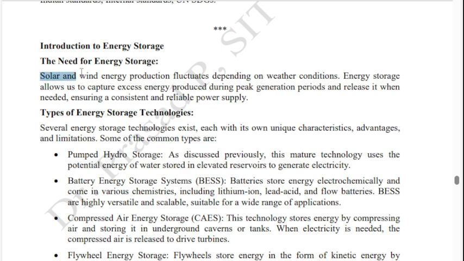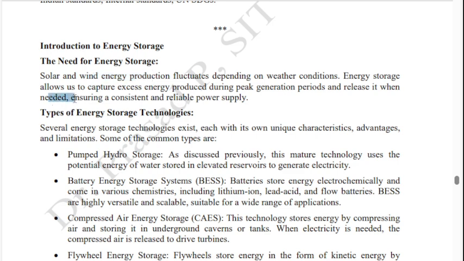In places where solar and wind energy production is used, only those types of renewable energy are used. In such cases, if you have an energy storage system connected to that, during the peak hours of generation of electricity by those renewable energy resources, we can store some of the energy. It can be stored, and it can be released when the solar is not giving electricity, or the wind energy production is not there.